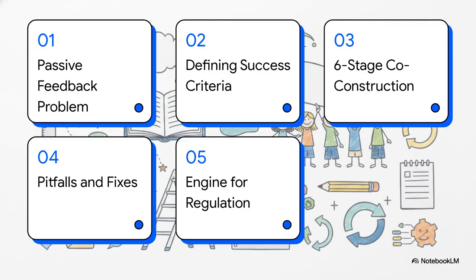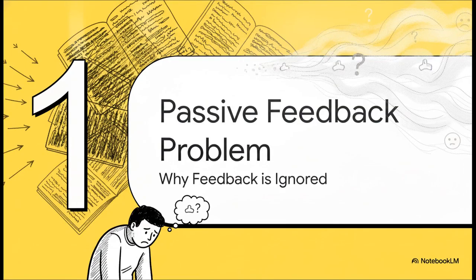We're going to start with the passive feedback problem, define true success criteria, walk through a practical 6-stage co-construction cycle, troubleshoot some common pitfalls, and finally, look at how to build an engine for self-regulation. Let's get started. Section 1. The passive feedback problem, and why feedback is ignored.